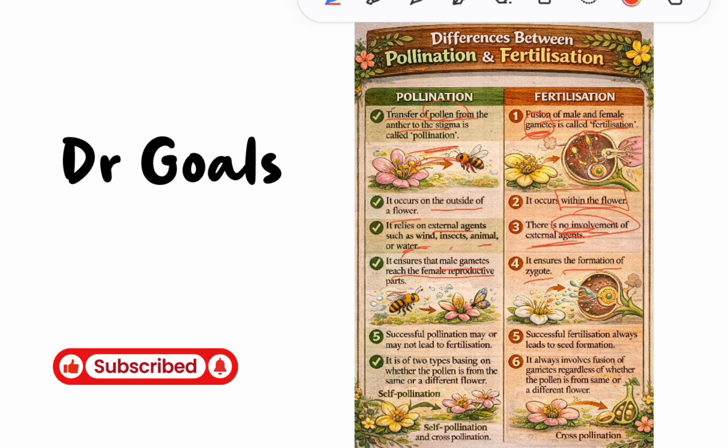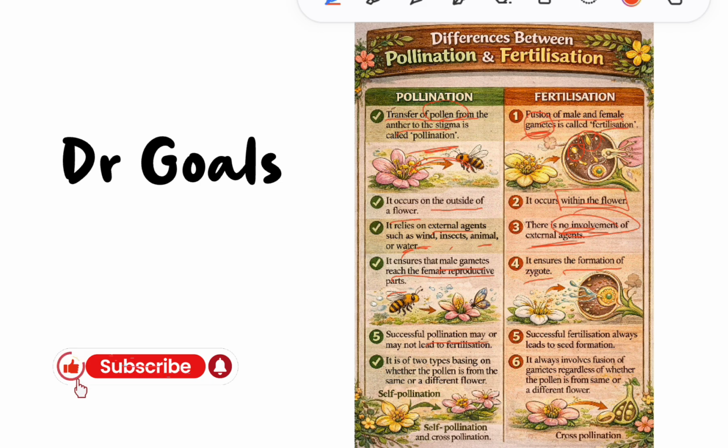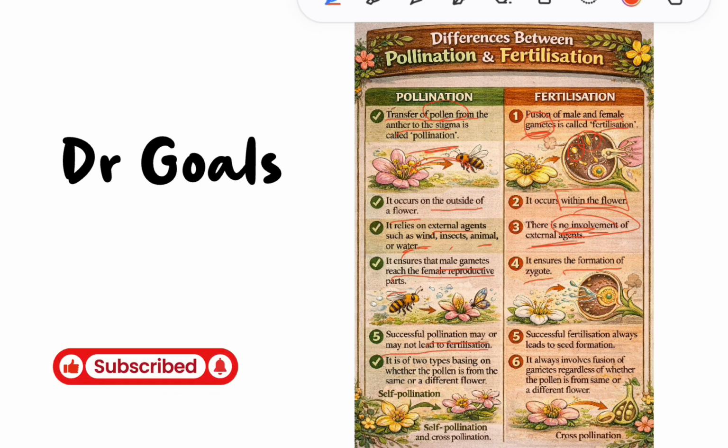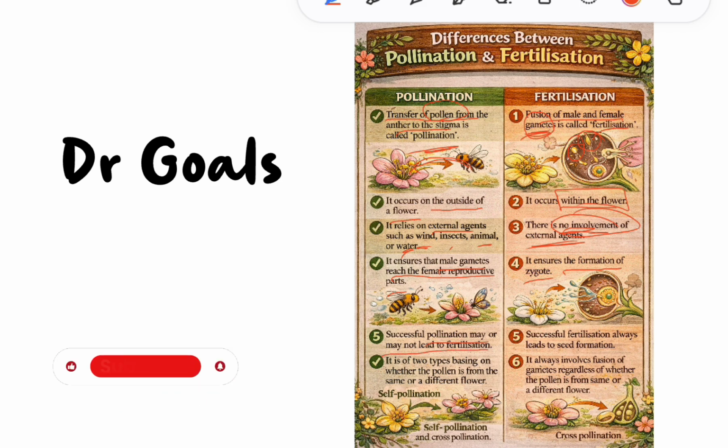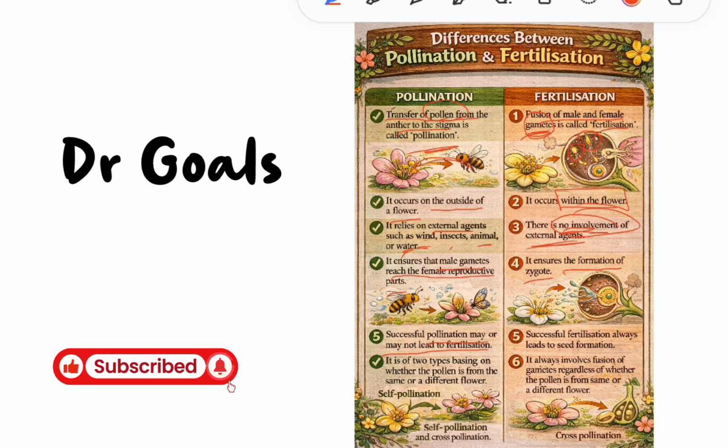And next, the difference is that successful pollination may not lead to fertilization. Not every pollination process leads to fertilization. But a complete fertilization process will lead to complete seed formation and later fruit formation.